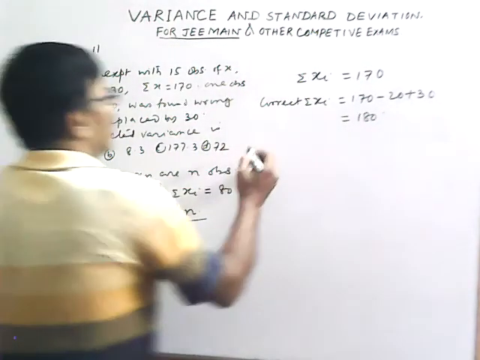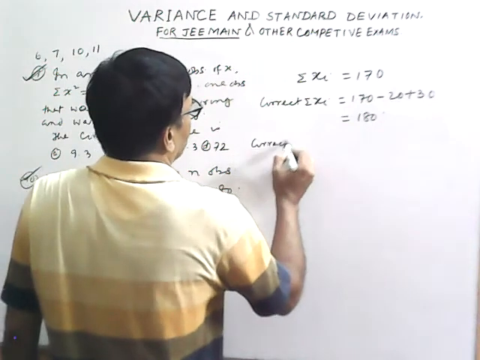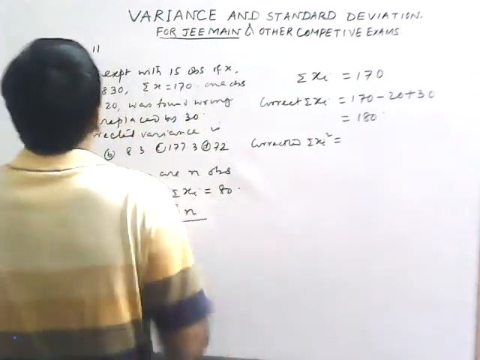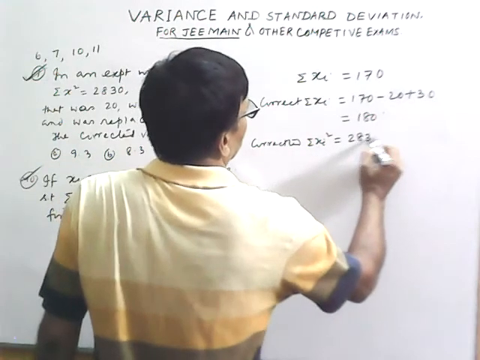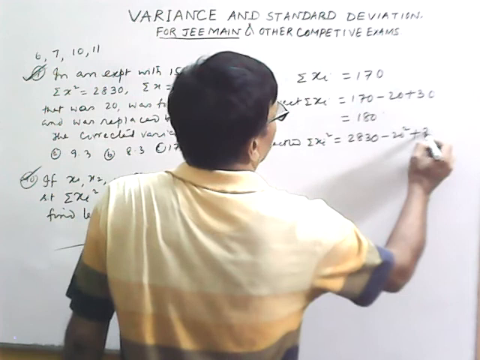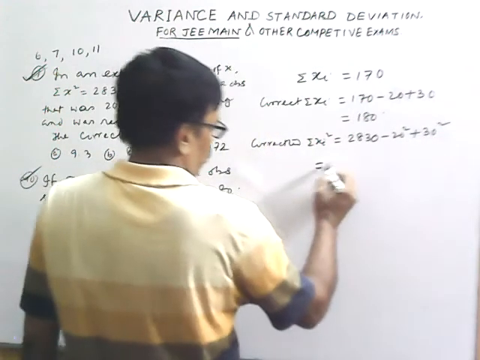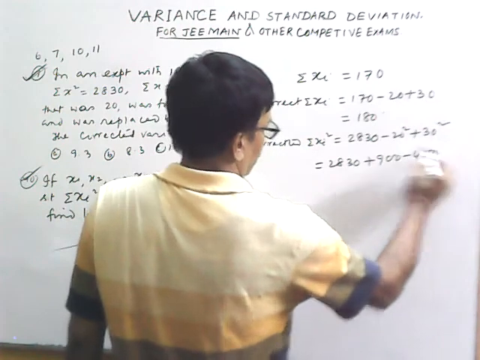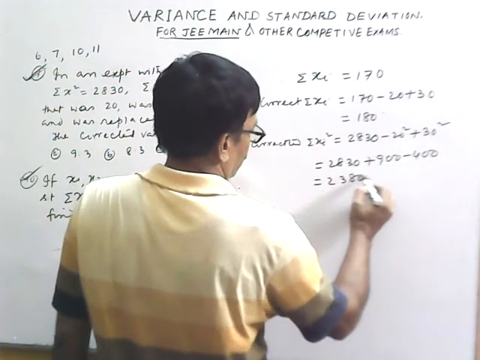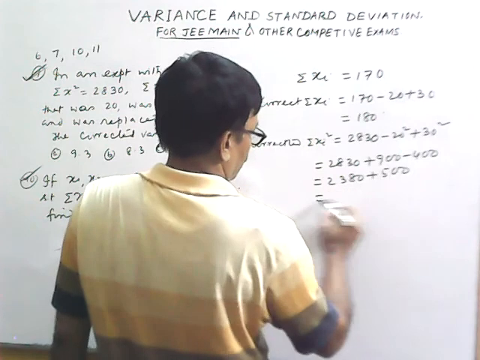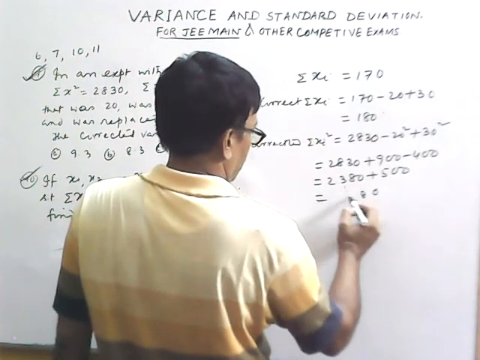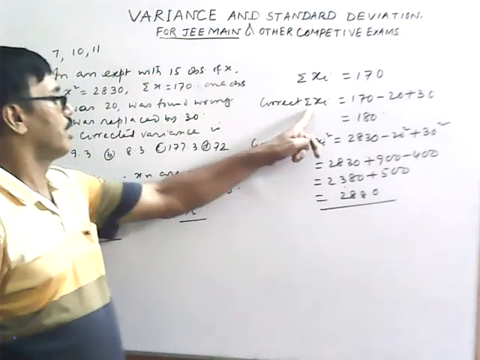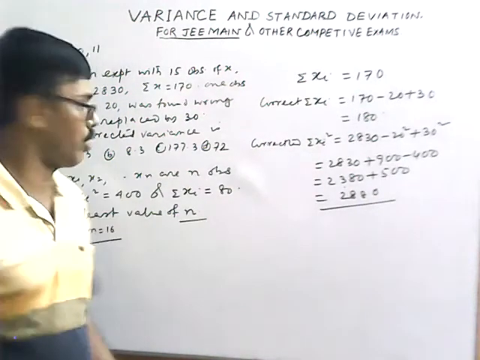So what is the corrected summation xi square? Corrected xi square equals 2830 minus 20 square plus 30 square. So 2830 plus 900 minus 400, so 2830 plus 500, which is 3330. So this is the corrected xi square.